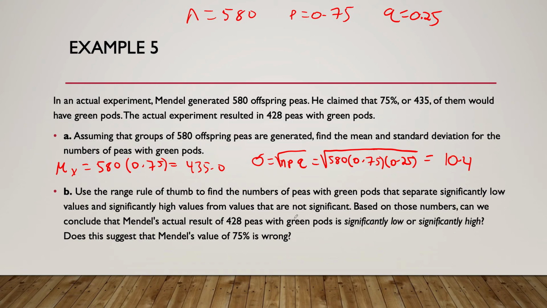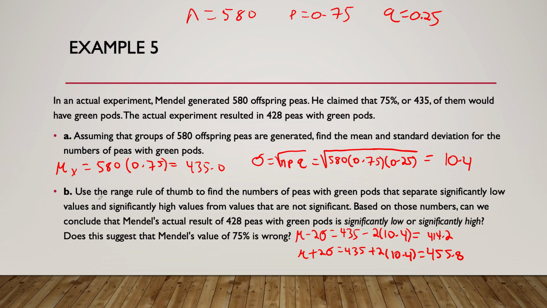So for the significantly low, we need to take the mean minus 2 sigma. So 435 minus 2 times 10.4. That should be 414.2. So significantly low values are less than or equal to 414.2. And the significantly high values, I mean plus 2 sigma, so 435 plus 2 times 10.4. Tossing that into a calculator, we got 455.8. So significantly high values are 455.8 or higher.